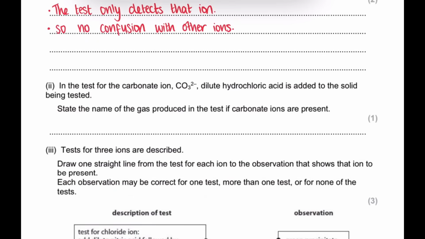In the test for a carbonate ion, dilute hydrochloric acid is added to the solid being tested. State the name of the gas produced if carbonate ions are present. Now, because they add dilute hydrochloric acid to carbonate ions, this is going to be carbon dioxide.